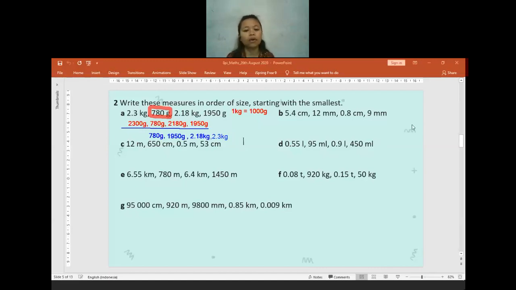Okay then, if you have no confusion, let us move to question B. 5.4 centimeter, 12 millimeter, 0.8 centimeter, 9 millimeter. Now it will be easier if we change the centimeters into millimeters. Does anyone know 1 centimeter equals how many? Hello? Can you hear me? 10 millimeter. Yeah, it will be equal to 10 millimeter.